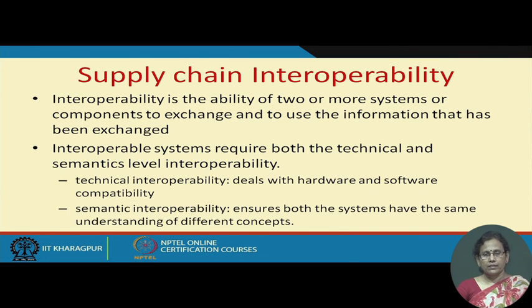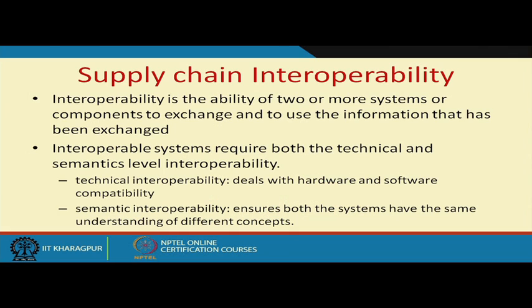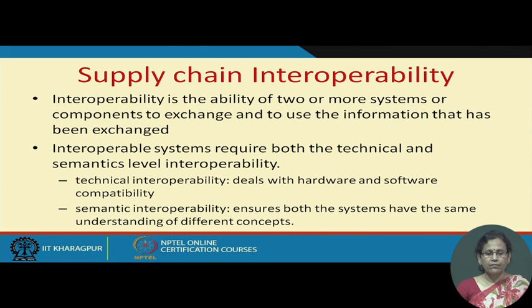So, what we have understood is that supply chain integration is a strategic activity and it has two aspects. One is how strategically it has to be achieved through collaboration, and the other is a technical aspect which is called interoperability. Now, what exactly is supply chain interoperability? In fact, we will first talk about what interoperability is. It need not be only in the context of supply chain, it is about any two heterogeneous systems. Interoperability is the ability of two or more systems or components to exchange information and use the information that has been exchanged. Interoperable systems require both technical and semantic level operability.